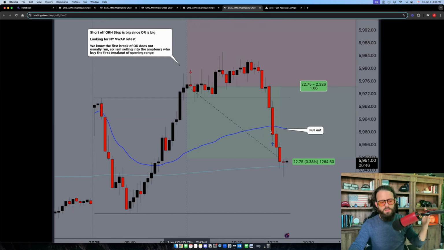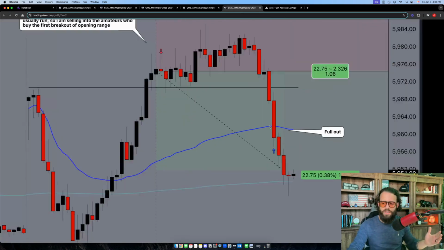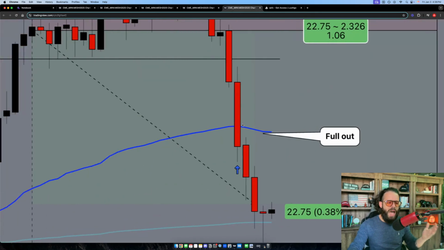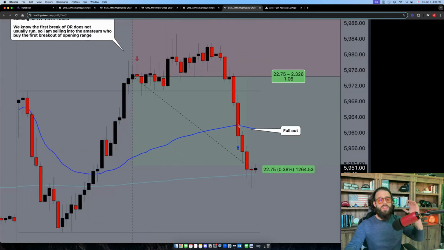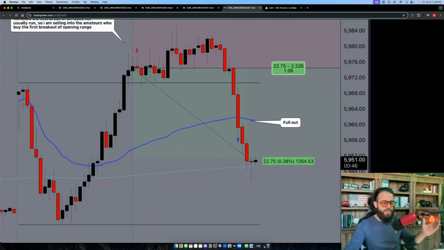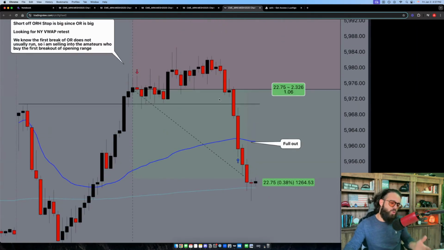But it eventually, for the most part, pulls back to at least New York VWAP, which is the blue line here. And that's where you can see I was fully out of this trade on the New York VWAP retest. Now, this works well because you can see you're in the trade at 9:50, you're out of it by 10:20. Less than 30 minutes, money's in the bag. But it works really well because it gives you an idea of what you could do the rest of the day.